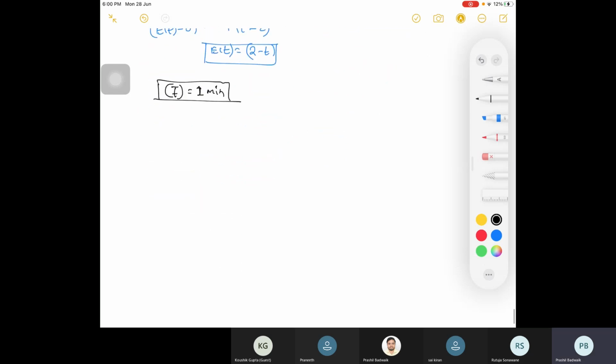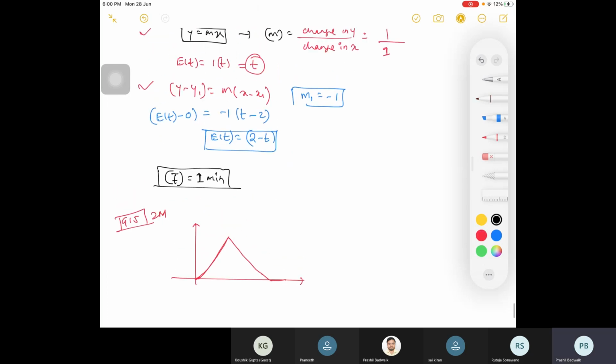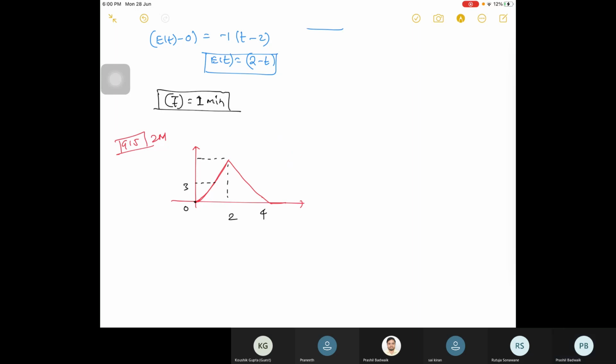Now you solve GATE 2015, a 2 marks question. You have been given this curve. This is at origin, okay? Please consider it at origin. This is your curve, 2, 4, 0. Can you guys guess? Such kind of questions were asked for 2 marks. You need to integrate just.